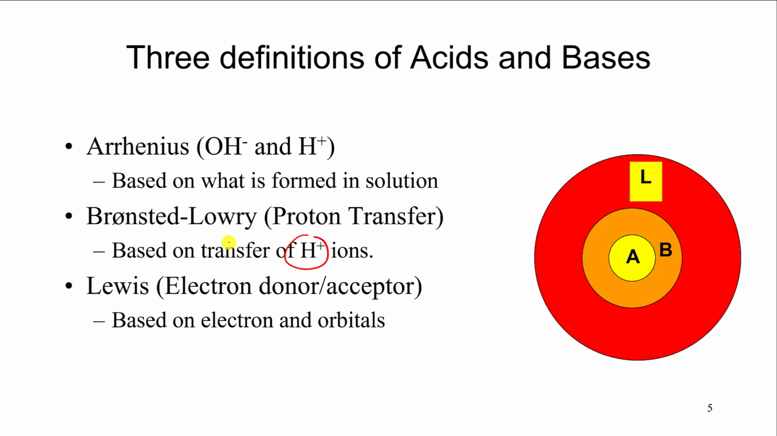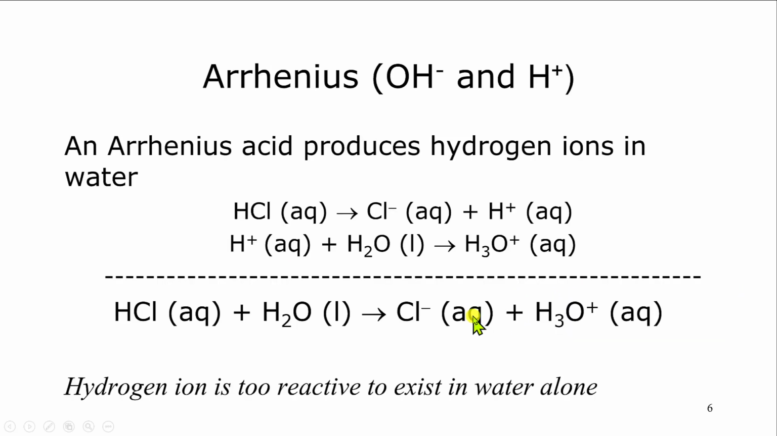And then there's Lewis theory, which is really about movements of electrons. And it turns out this is the most general of the theories. But one of the things I wanted to point out is Arrhenius is the simplest theory. Brønsted-Lowry covers more definitions. And then Lewis theory covers even more definitions of what can be considered as an acid or a base.